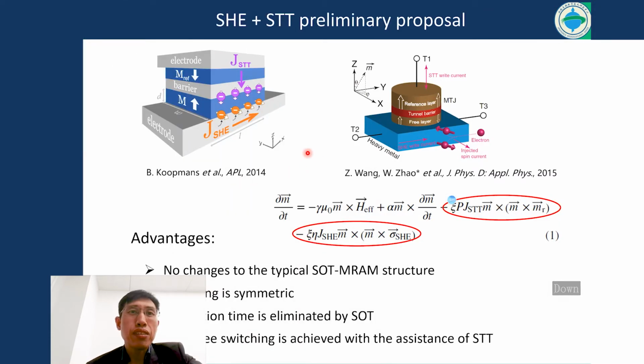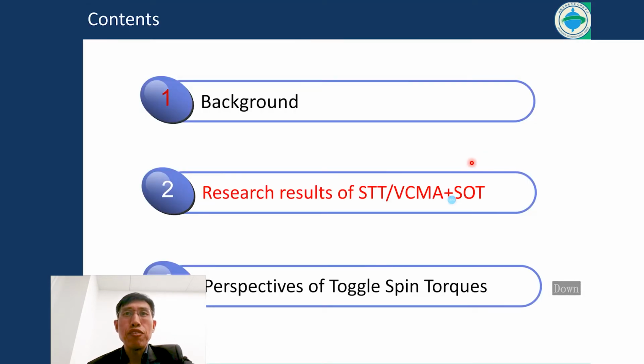So based on this background, I propose this solution to combine STT, spin transfer torque, and SOT, spin orbit torque. So this is a combination of two electrical current switching methods. But at the time, it's just an idea. Now I will present the experimental results.